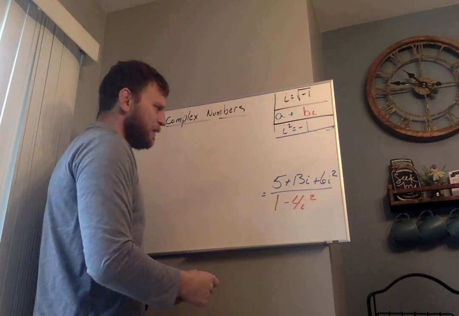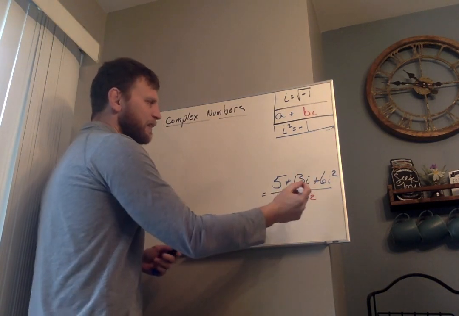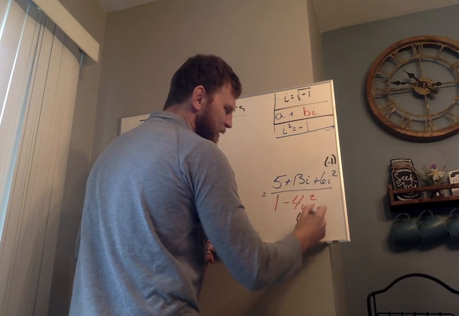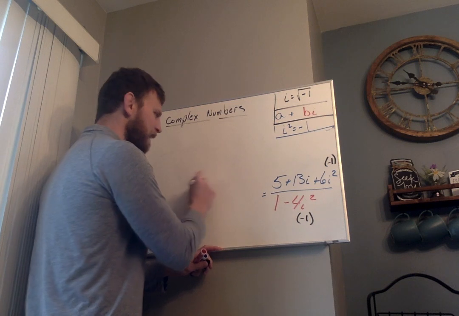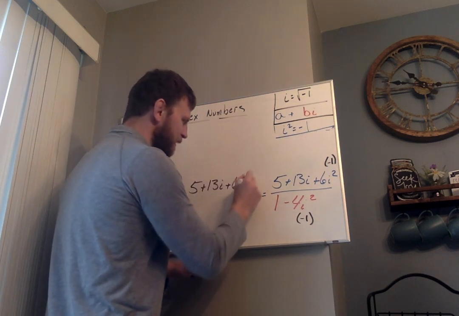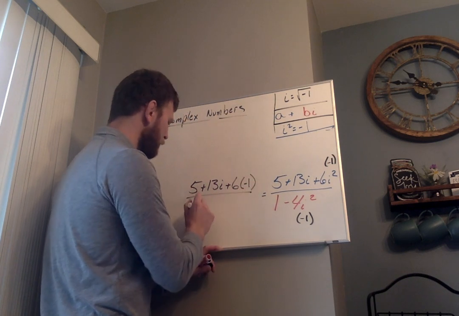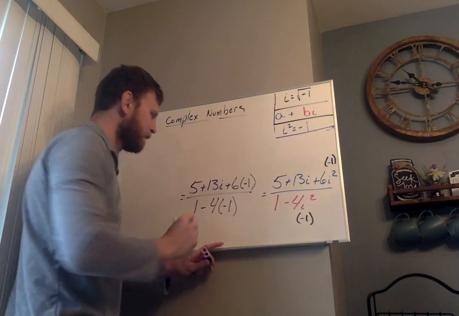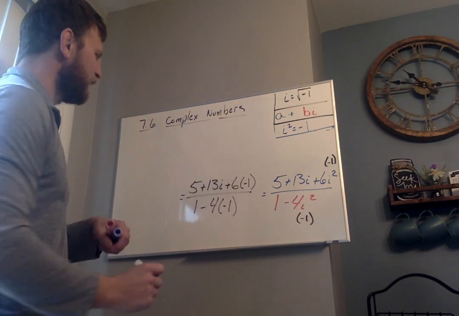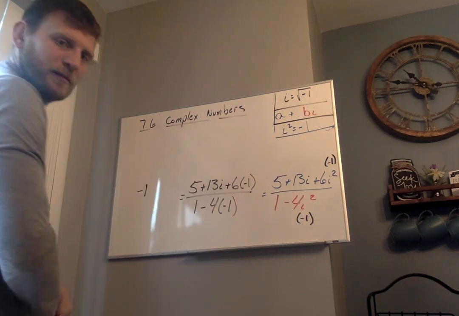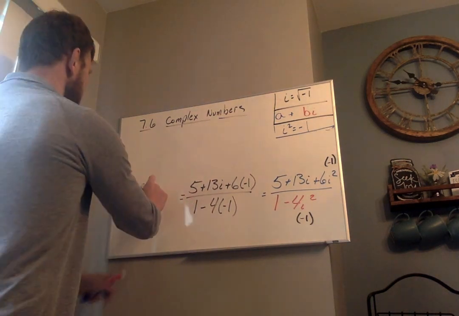Okay, so here we go. We have i squared, that's going to be negative 1. And i squared, that's going to be negative 1. So I have 5 plus 13i plus 6 times negative 1 over 1 minus 4 times negative 1. So that's going to be negative 6. So 5 minus 6 is negative 1. Plus 13i.